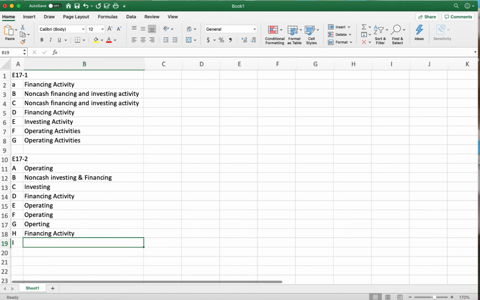Let's look at I. I says amortization of a patent. Well, that's an income statement item, right? Why do we have the patent? Well, probably to generate revenue, which is part of an operating expense. We're recognizing the expense of that patent, which is an asset, so it has to be an operating activity.